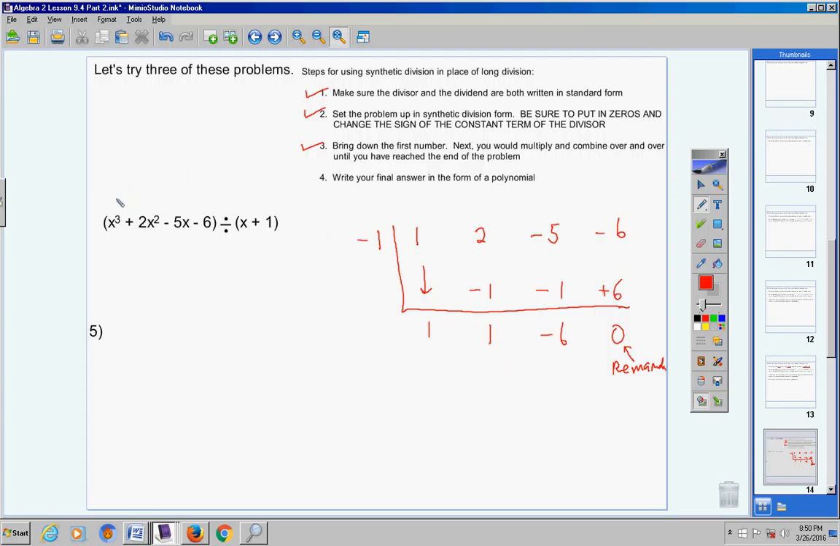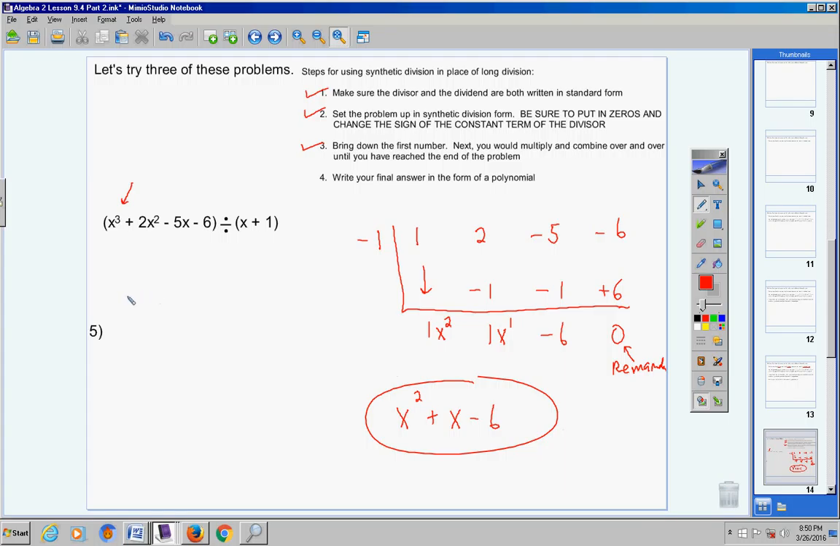Now, what is the degree of your dividend? 3. Go 1 less than that. You always go 1 less than that, which is 2. So I have 1x squared, 1x to the 1, and there's my constant term. So my answer is 1x squared, positive 1x, or just x, negative 6, no remainder.